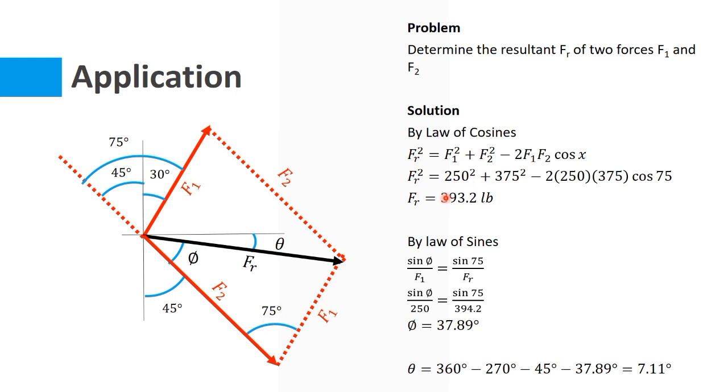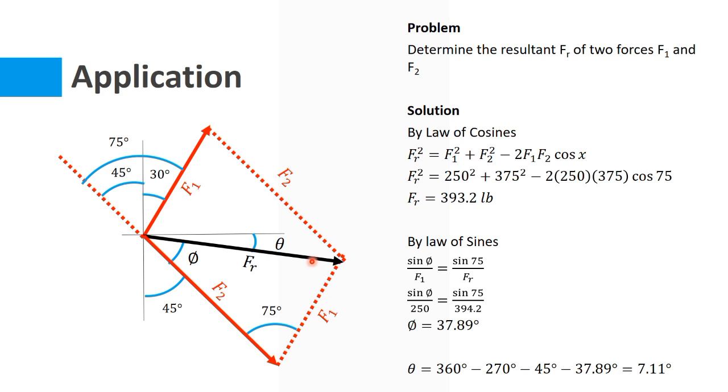So by putting in these values, F1 has a magnitude of 250 pounds, F2 has a magnitude of 375 pounds, and x is 75 degrees. So we will find that Fr is equal to 393.2 pounds. So now we have successfully found the magnitude of the force Fr.